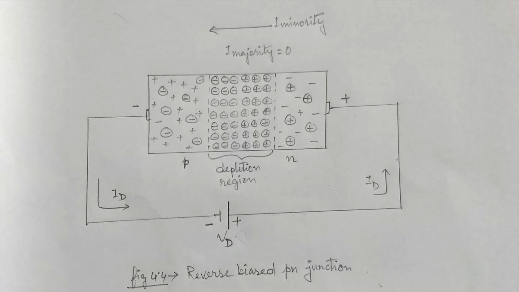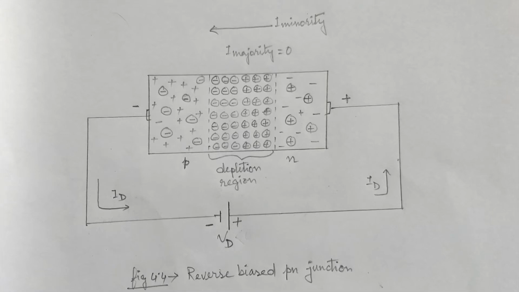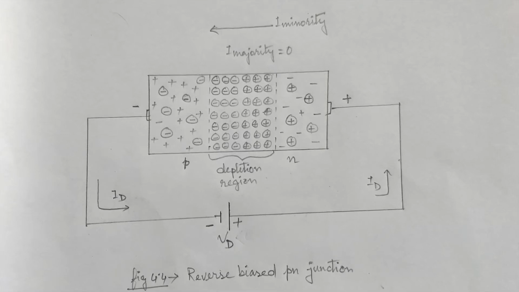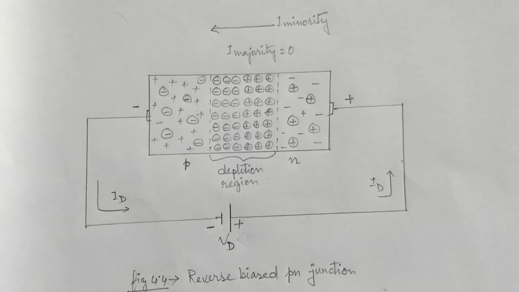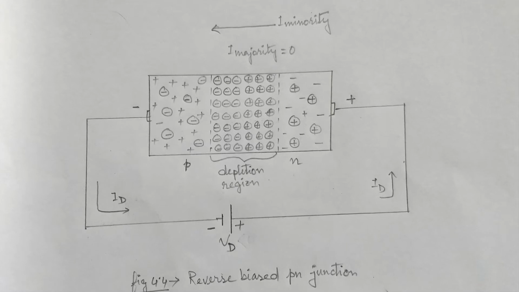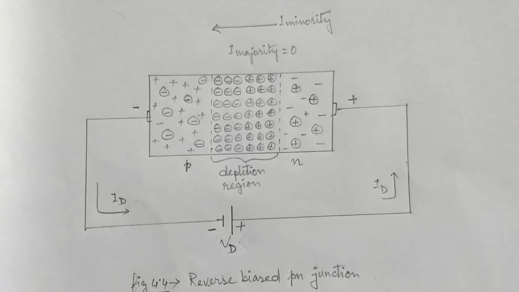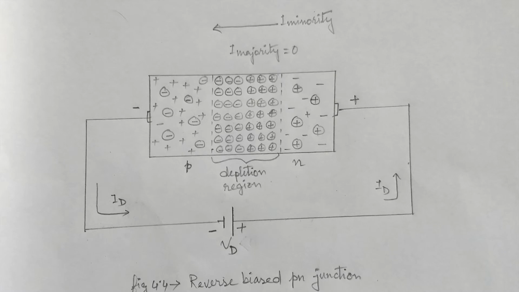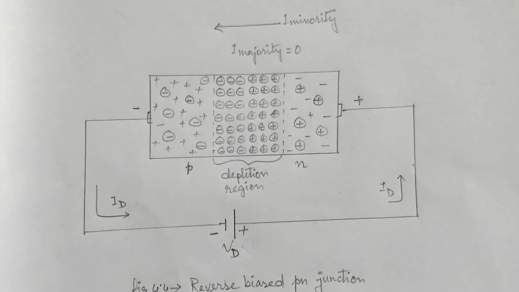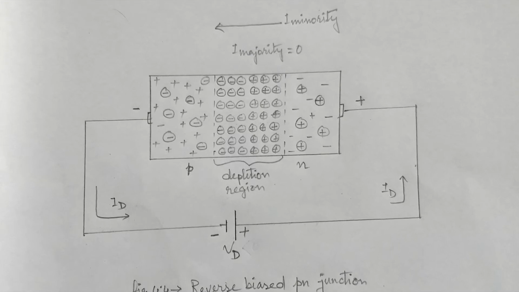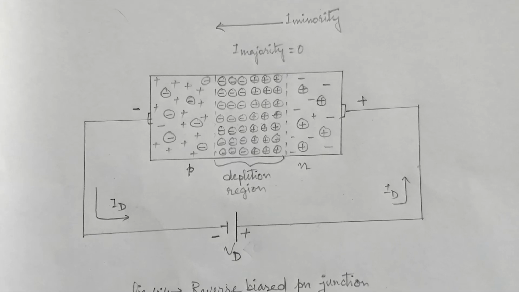Now, let us come to the reverse bias condition. Figure 4.4 shows that the positive terminal of the battery or voltage source is connected to the N-type material, and the negative terminal to the P-type material. The number of positive ions in the depletion region will increase because the positive potential will attract the electrons toward the anode. Similarly, the negative potential at the P-type material will attract the holes away from the depletion region. This results in widening of the depletion region.